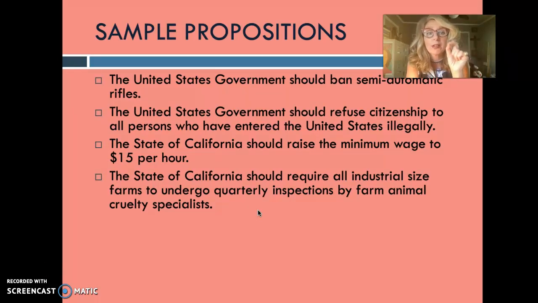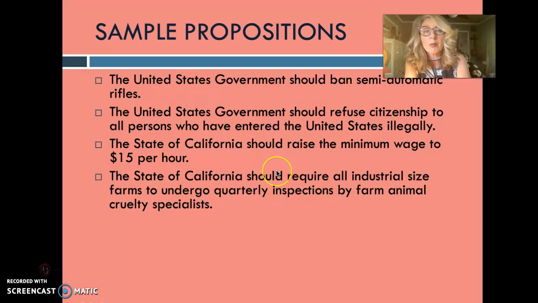But let's say someone was proposing this proposition. If you were on the opposition, or the negative, these are the things you would want qualifications on. You want to ask questions like, how do you qualify industrial size? What's an industrial size? What does that mean? How do you decide who the specialists are? This is good argumentation, asking these questions. How do you decide farm animal cruelty specialists? Are they going to be veterinarians? What do they specialize in and why? How do you get that information?